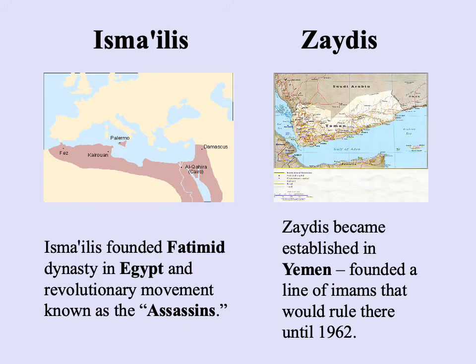They would also constitute a revolutionary movement around the time of the Crusades, known as assassins. So they were this secretive political movement that went around killing Muslim political leaders, Sunni leaders who they disapproved of, basically just trying to be disruptive, if you will.